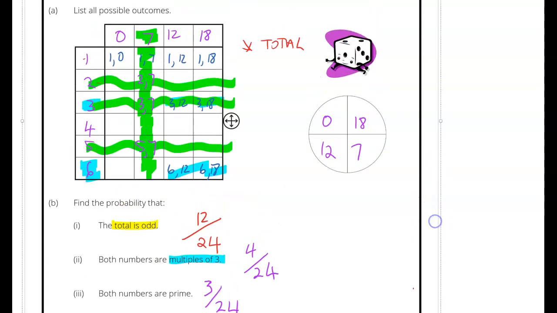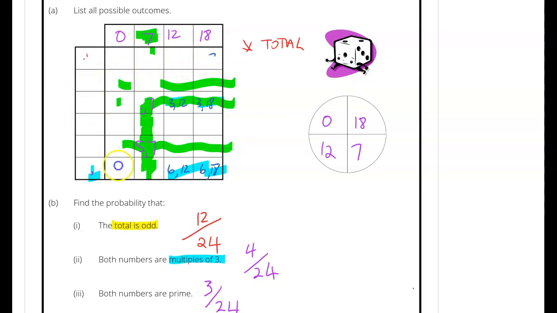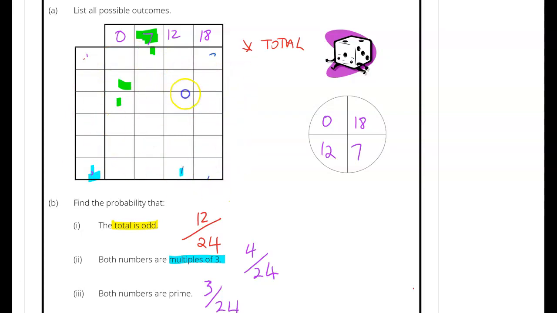Probability that the 2 numbers are the same, what's that going to be? So prime number has only 2 factors, 1 and itself. All right, where have we got both numbers being the same? Anywhere?